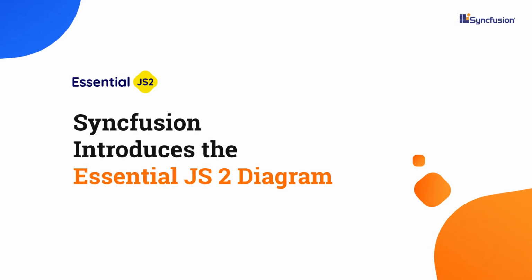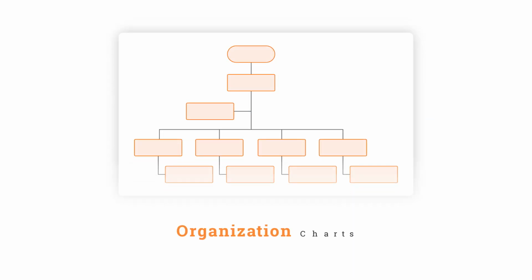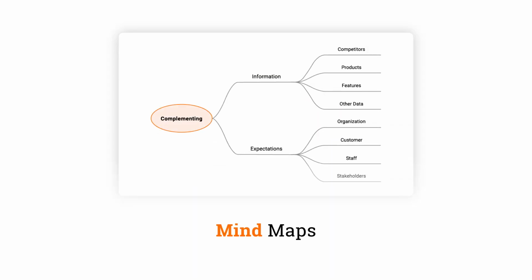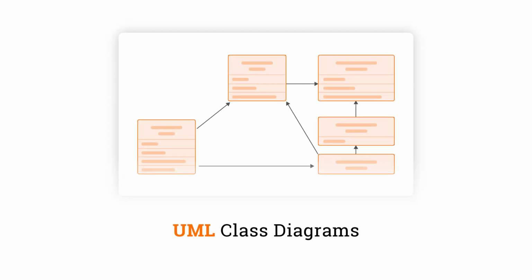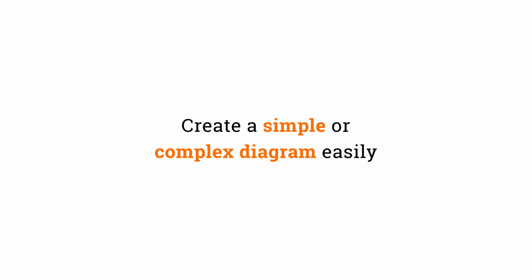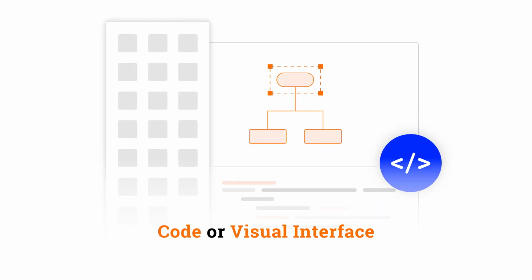Syncfusion introduces the Essential JS2 Diagram. Easily build your own flowcharts, organization charts, BPMN shapes, mind maps, UML class diagrams, and much more using hundreds of our predefined and custom shapes. Create a simple or complex diagram easily through code or visual interface.